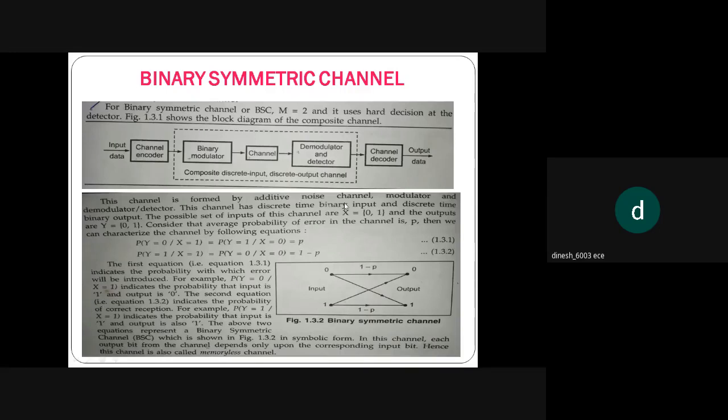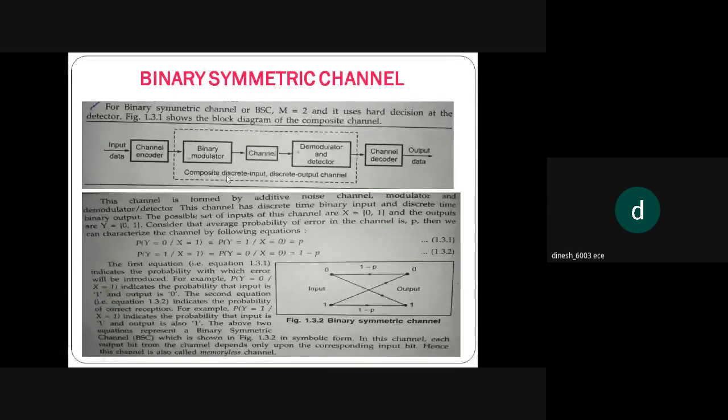The diagram shown here corresponds to a binary symmetric channel, which is discrete input and discrete output in nature. We have an input sequence in the form of analog, a corresponding channel encoder, a binary modulator, then the channel, then the corresponding demodulator and detector scheme, which is a hard detector. Then you have the corresponding channel decoder and the output data. So this is a generalized channel, which is binary. Since we are using a binary modulator, it's a binary channel.